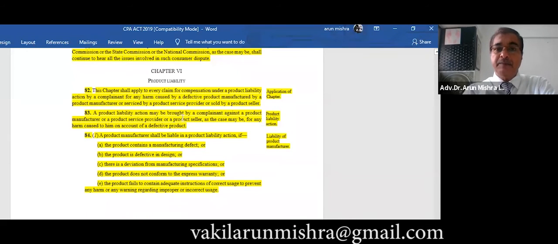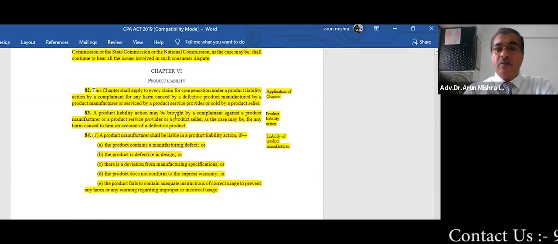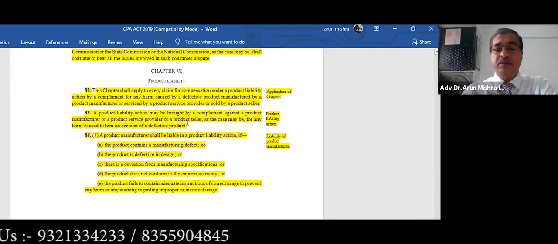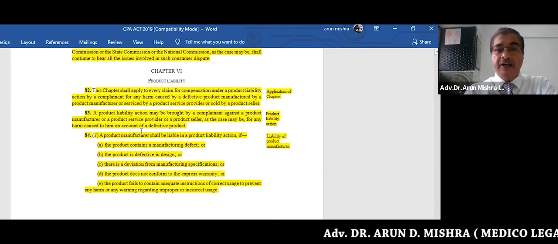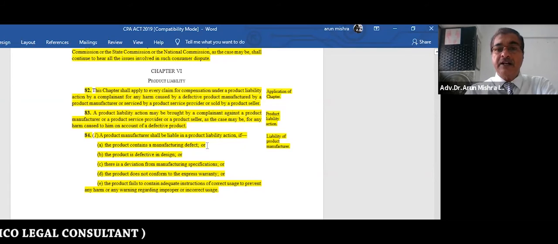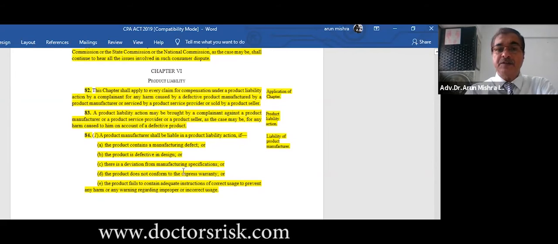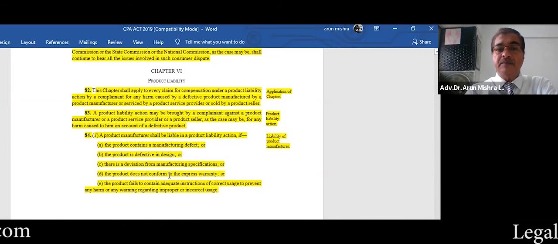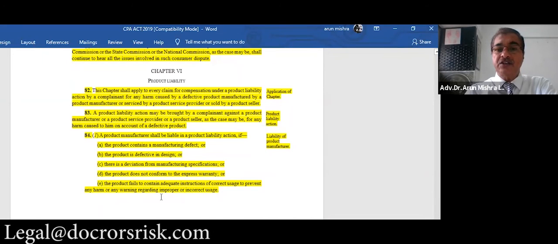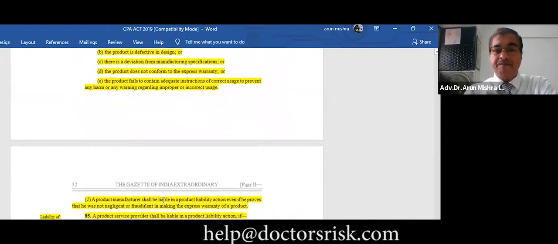The product liability action may be brought by the complainant against the product manufacturer, product service provider, or product seller, as the case may be, for any harm caused to him on account of a defective product. So all three people have been brought in. Now they have defined that the product manufacturer shall be liable in a product liability action if the product contains a manufacturing defect, or is defective in design, or deviates from manufacturer specification, or does not conform to the express warranty, or the product fails to contain adequate instruction for correct use to prevent any harm. So all these things have already been taken care of by the law.